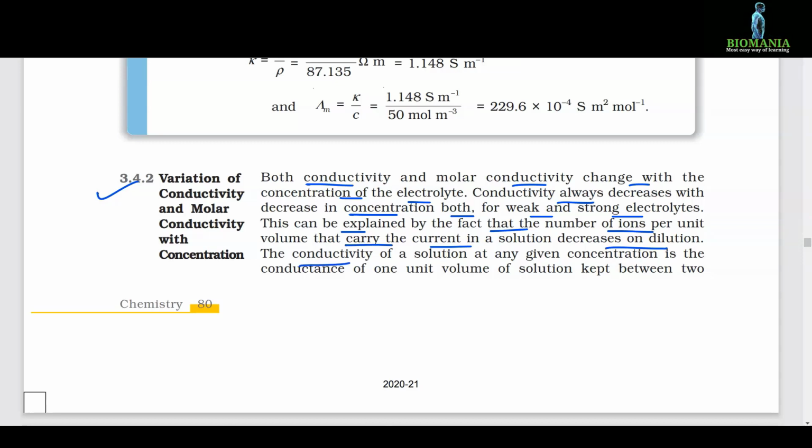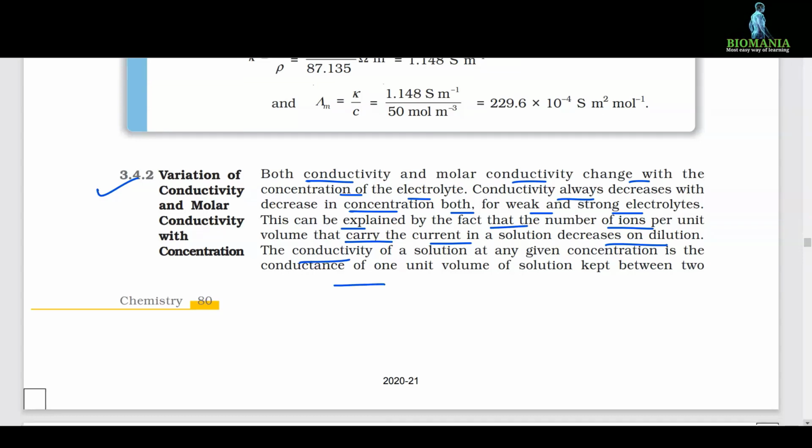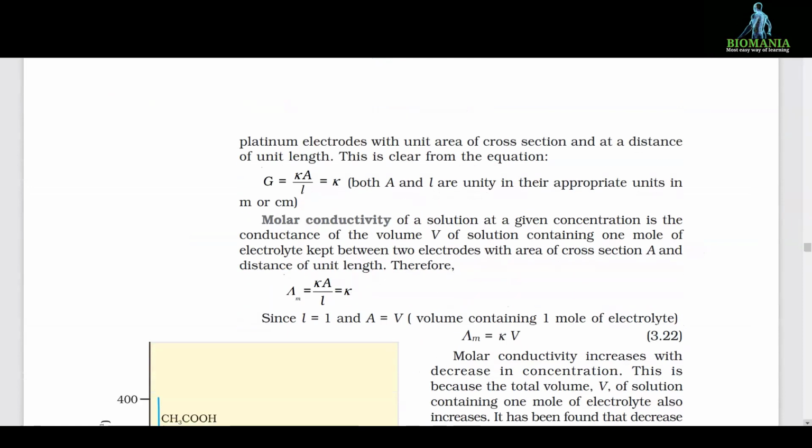The conductivity of a solution at any given concentration is the conductance of 1 unit volume of solution kept between two platinum electrodes with unit area of cross section and at a distance of unit length. This is clear from the equation G = kappa A / L = kappa, where both A and L are unity in their appropriate units, meter or centimeter.